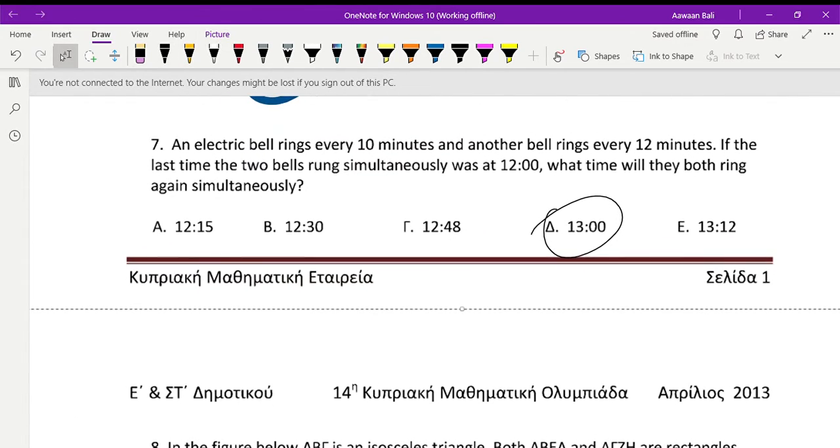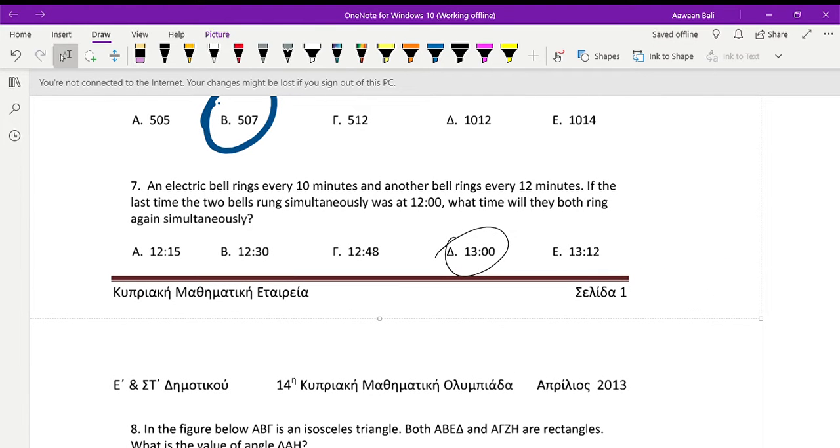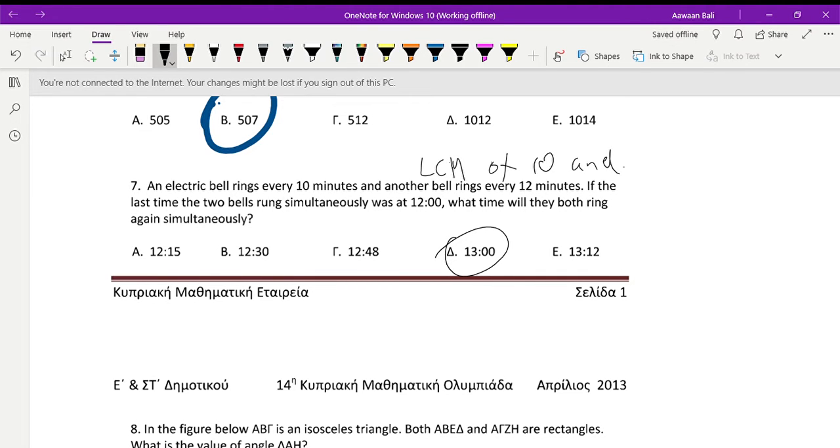Question number 7. An electric bell rings every 10 minutes and another bell rings every 12 minutes. The last time the 2 bells rang simultaneously was 12 o'clock. What time will they both ring again simultaneously? So we're just basically seeing the LCM of 10 and 12. That would be 60, since 10 times 6 is 60, 12 times 5 is 60.